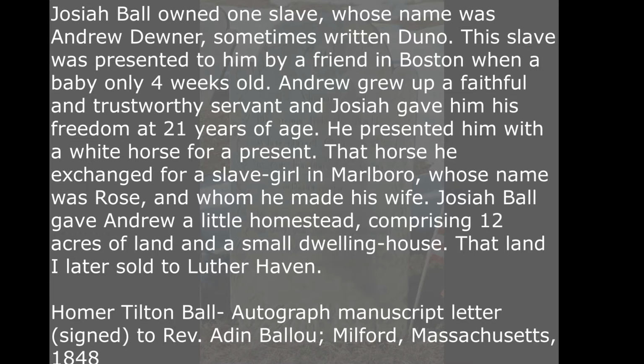That horse he exchanged for a slave girl in Marlborough whose name was Rose and whom he made his wife. Josiah Ball gave Andrew a little homestead comprising 12 acres of land and a small dwelling house. That land I later sold to Luther Haven.